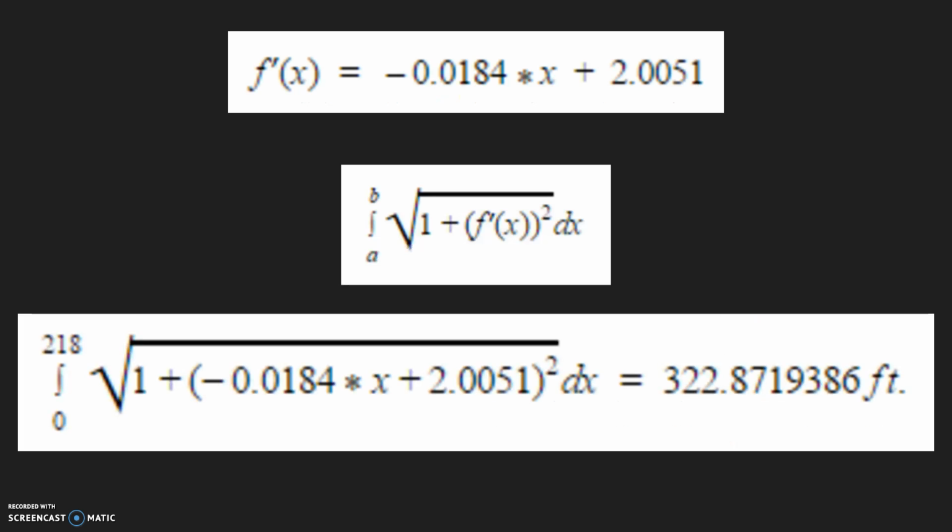So the derivative of the quadratic regression came out to be negative 0.0184 times x plus 2.0051. And because the base formula to calculate an arc length is the integral from a to b of the square root of 1 plus the derivative of f of x, squared, I simply substituted the values that I retrieved previously, and came out with 322.871938 feet.